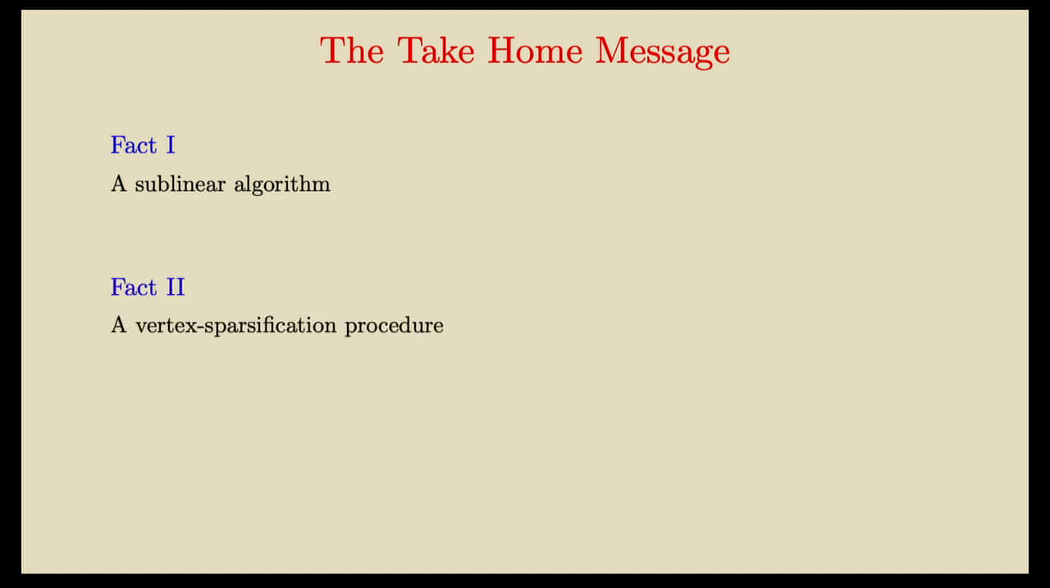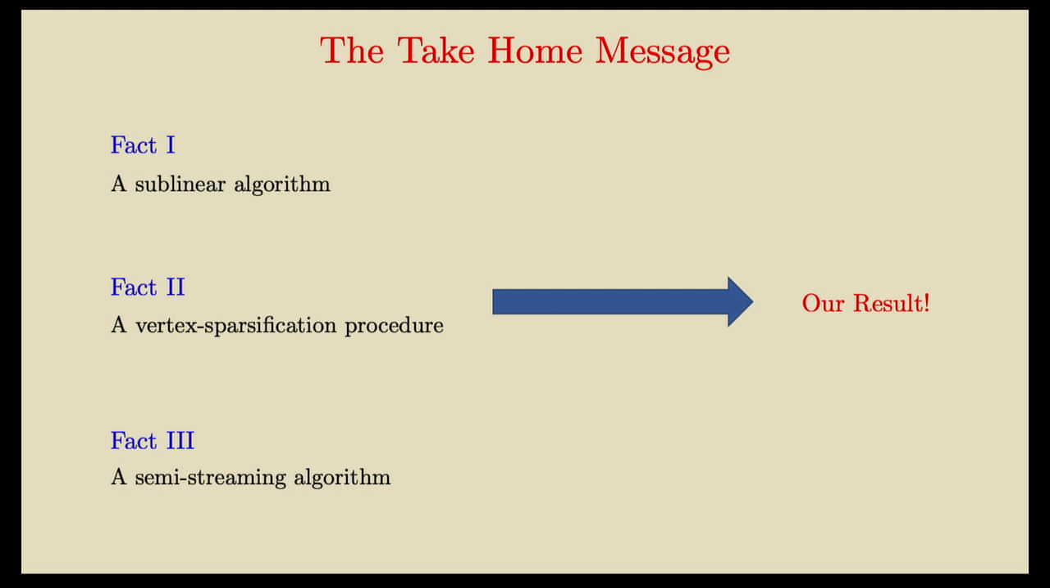So, the main message behind our result is the following. You just need to observe 3 things. First, that there is a very elegant sublinear algorithm for matching, which I believe Sohail will talk about in his talk just after this. The second one is this vertex sparsification procedure, which was not very widely known within this community until very recently for dynamic matching. And the third is that there exists a semi-streaming algorithm for matching. And once you see these 3 facts, it almost immediately implies our result.